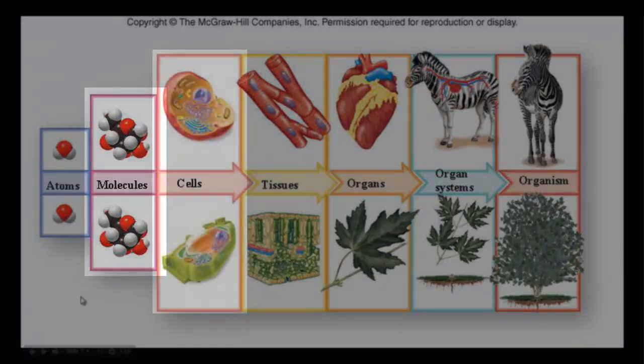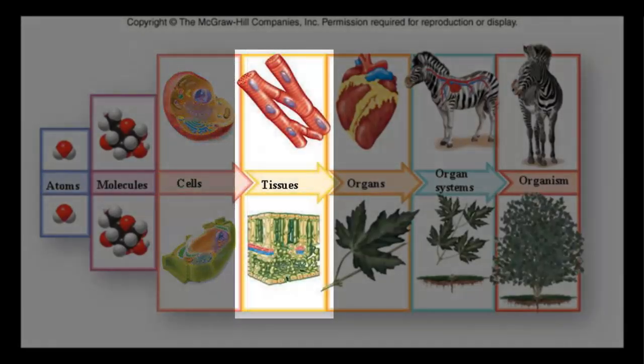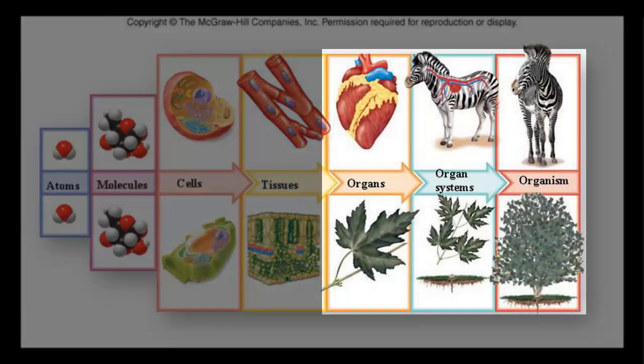Those molecules get together and make cells. Cells get together to make tissues, which are groups of cells that do a specific purpose. Organs are made of tissues, and those organs get together to make organ systems to make a complex organism finally.